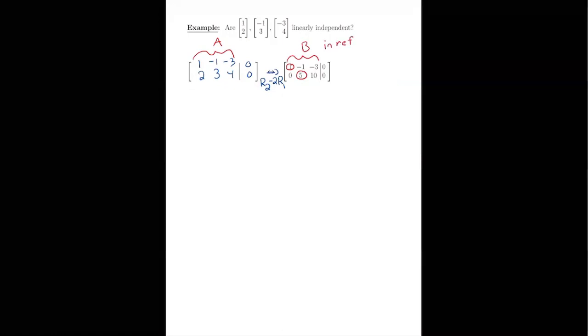And what we're going to notice here is that we pay attention to the columns of B, not the rows, the columns. And what we find is that this column does not contain a leading entry, or a pivot. So there's no pivot in column 3 of B.